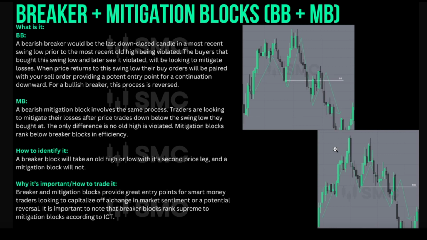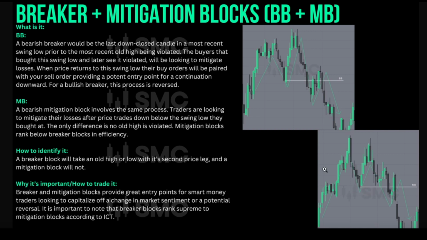So for a mitigation block, it's pretty much the same. Here's an example. A bearish mitigation block involves the same process. Traders are looking to mitigate their losses after price trades down below the swing low they bought at. The only difference is no old high is violated, and mitigation blocks rank below breaker blocks in efficiency because of this, because the liquidity was not taken and injected into the market properly. But still, nonetheless, these positions are looking to get out of their orders.